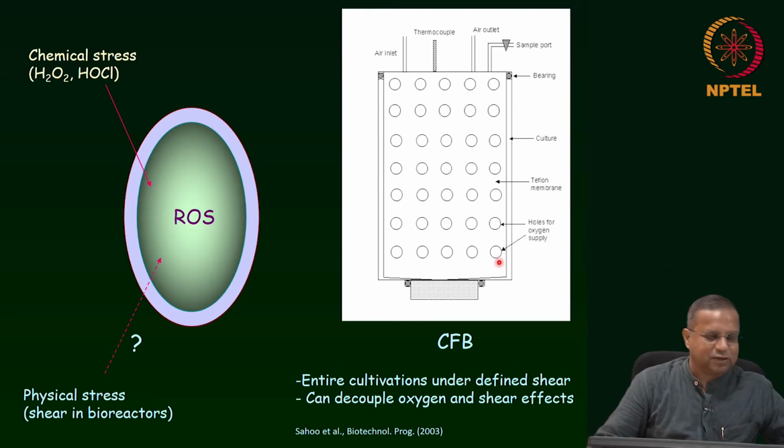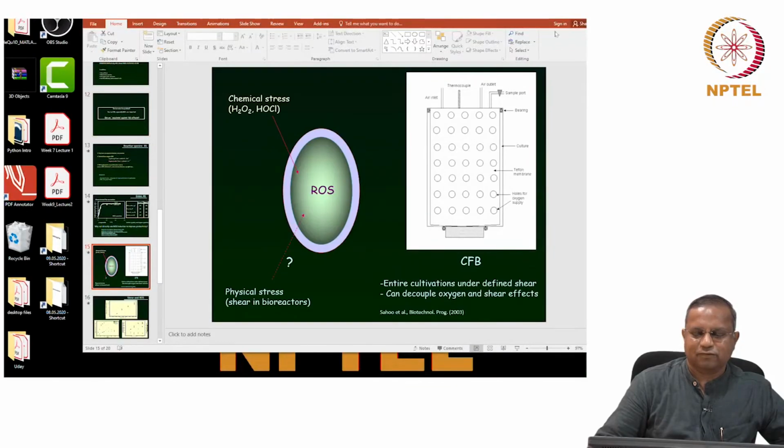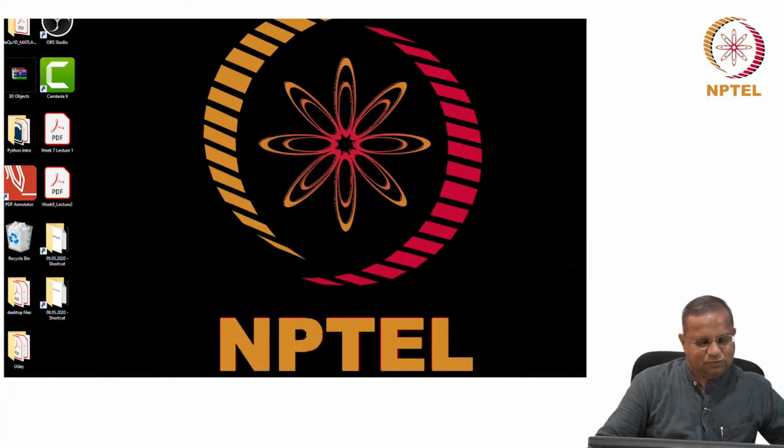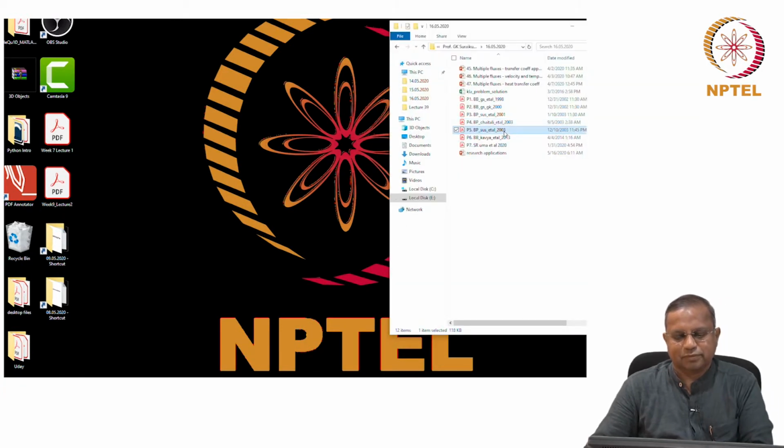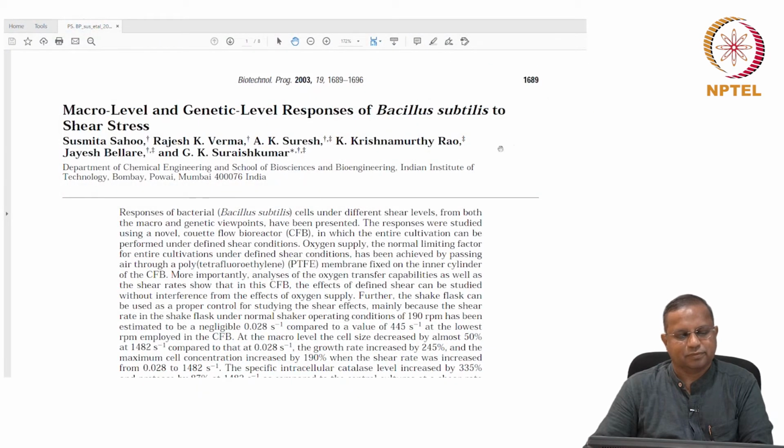Now, let me switch to the actual paper. I have an entire paper to discuss. So, yes. This paper was published again in 2003 in Biotechnology Progress: macro level and genetic level responses of Bacillus subtilis to shear stress. Okay, authors are Susmita Sahu, my third PhD student, Rajesh Kumar Verma, my MTech student, and all these are colleagues, A.K. Suresh, K. Krishnamurthy Rao, Jayesh Bellare, and myself. Okay. Here the spelling is different.